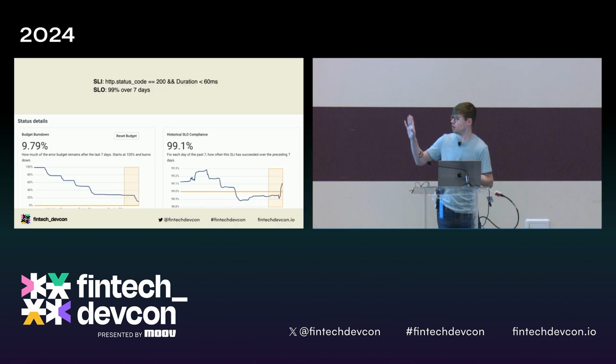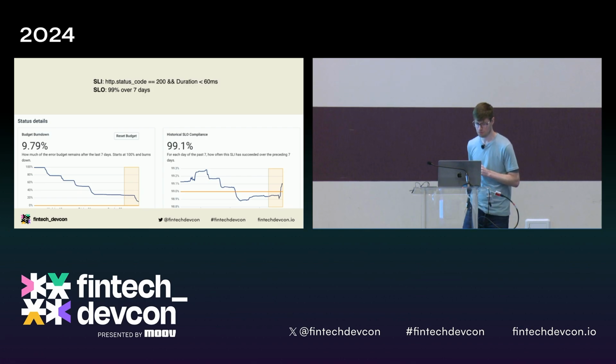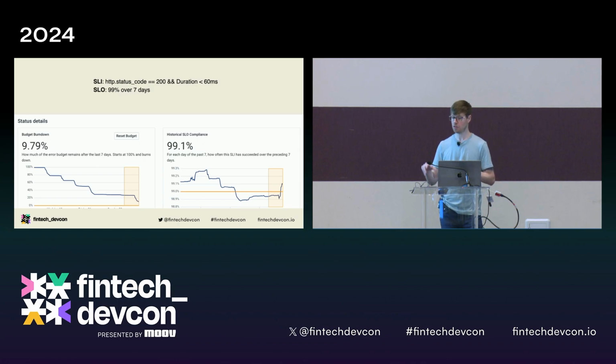This is an SLO inside of Honeycomb that we can walk through a little bit, and we'll also get to the actual website in a second. We have an SLI, yet again, of 200s and durations less than 60 milliseconds. This is actually our internal accounts API, the one that everyone else uses to get accounts internally at Jack Henry. Our SLO on this is 99% over 7 days.